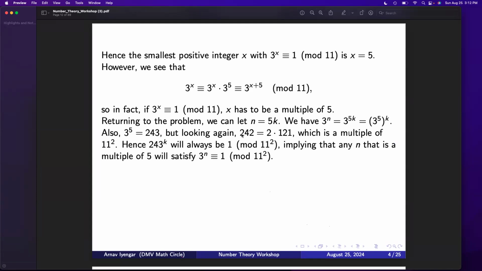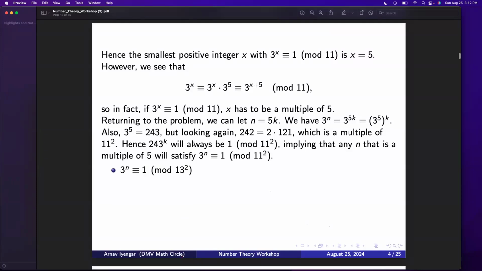So that means that if n is a multiple of 5, then 3 to the n will have to be 1 mod 11 squared, no matter what k actually is. So for this case, the answer is going to be 5 divides n. Now you have the other case, which is more interesting, where 3 to the n is 1 mod 13 squared. So now what's the smallest n where 3 to the n is 1 mod 13? You can message in the chat.